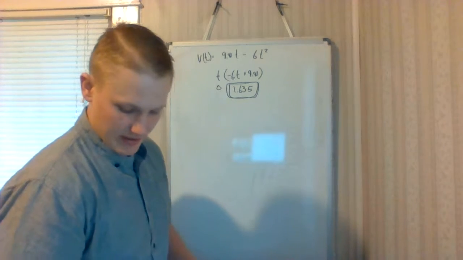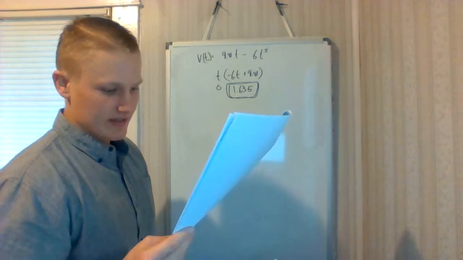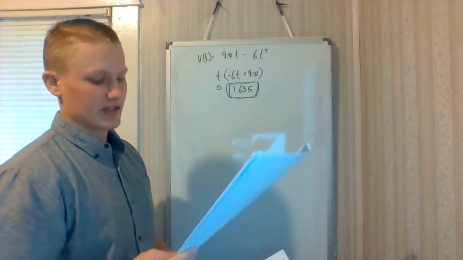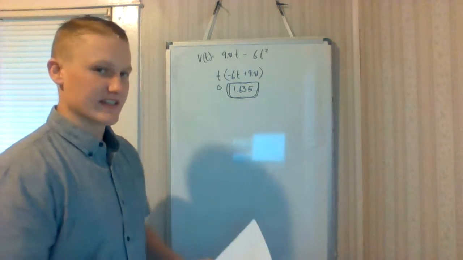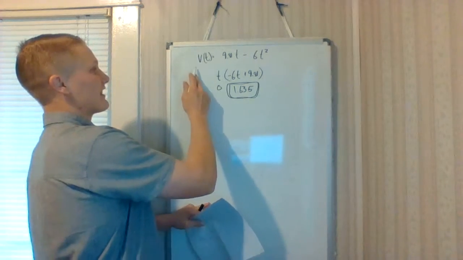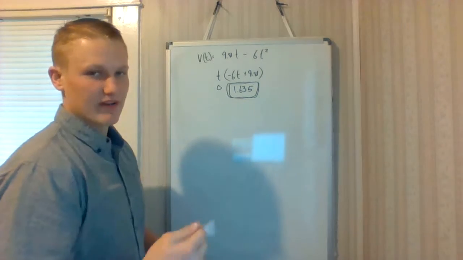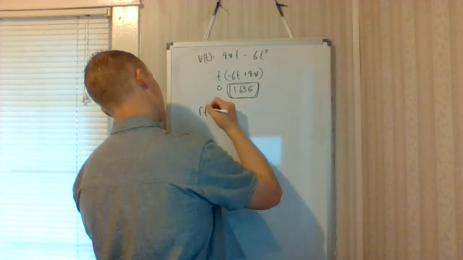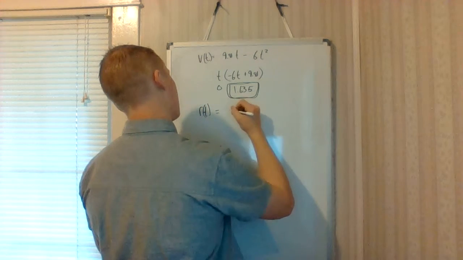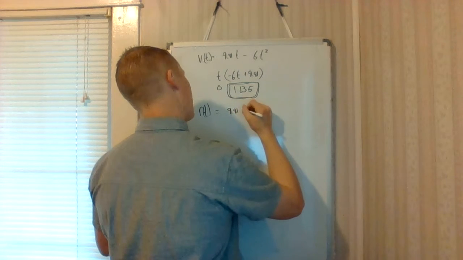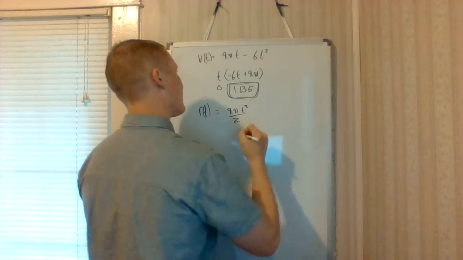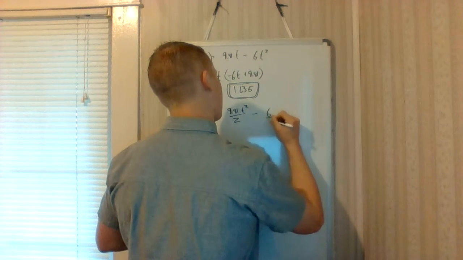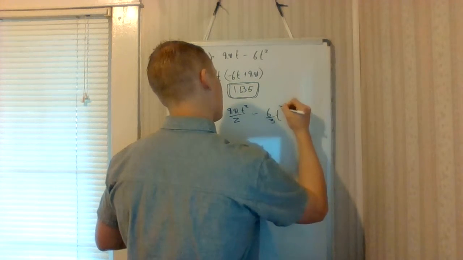The next question, question C, is at what value of t does the box return to its initial position? So again, we're going to be finding the zeros, but of a different function. So we're going to take the integral of our velocity function to get our position function. So r of t would equal 9.81 t squared divided by 2 minus 6 divided by 3 t to the third.